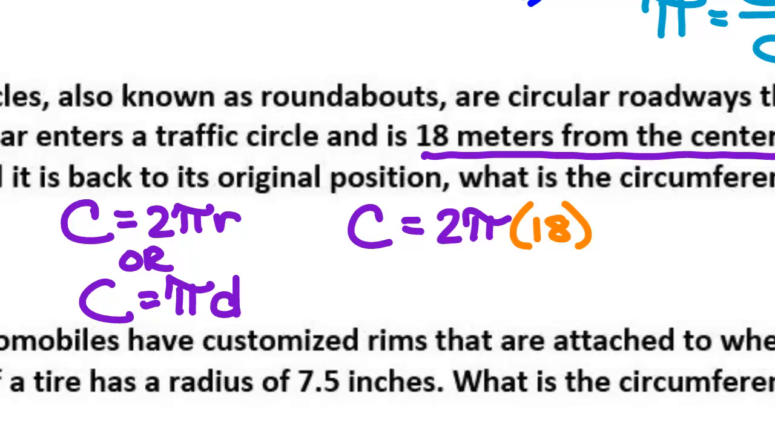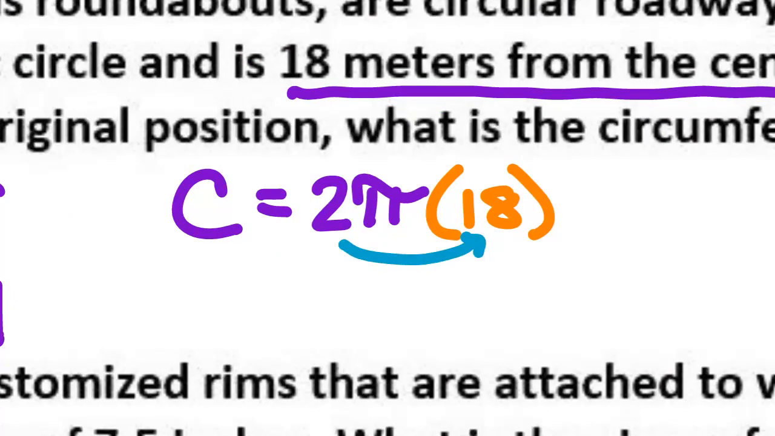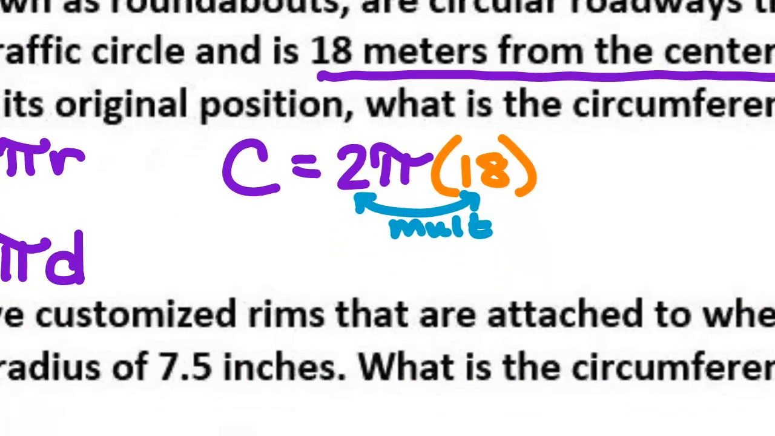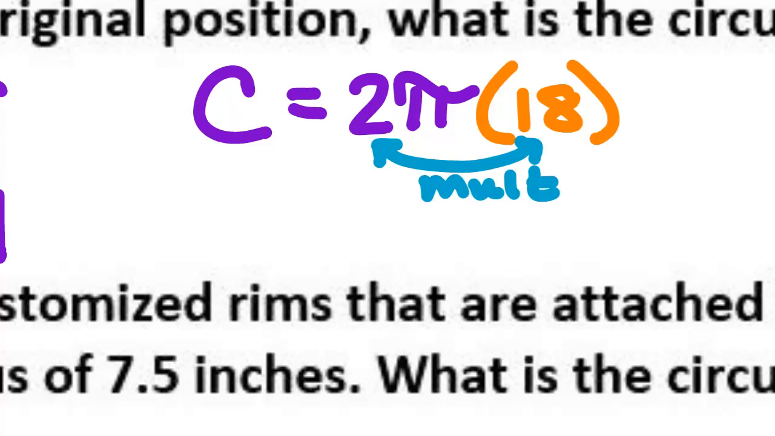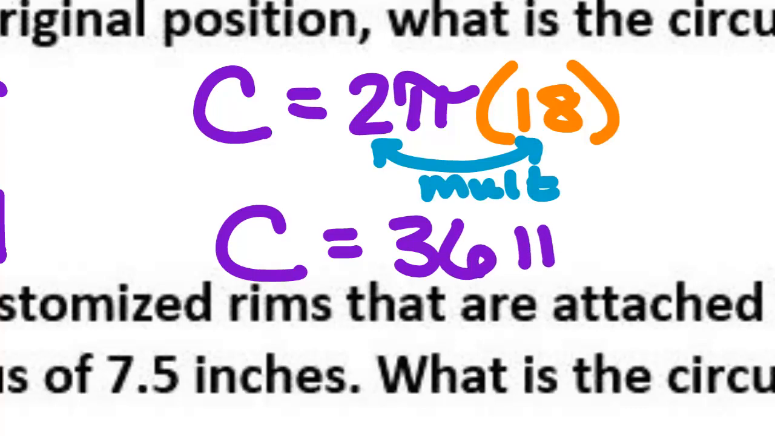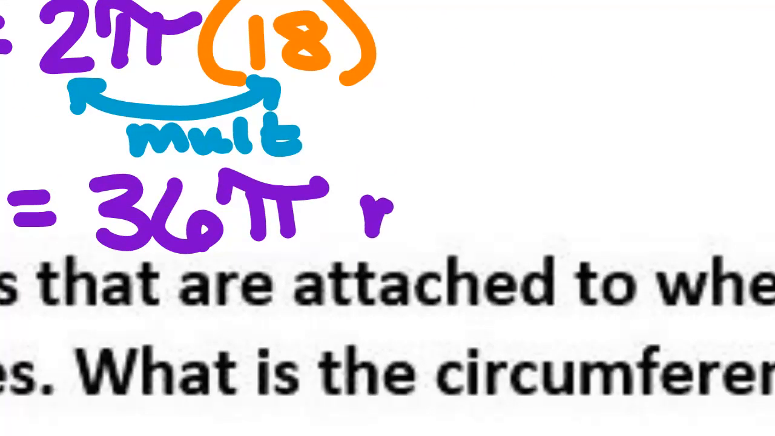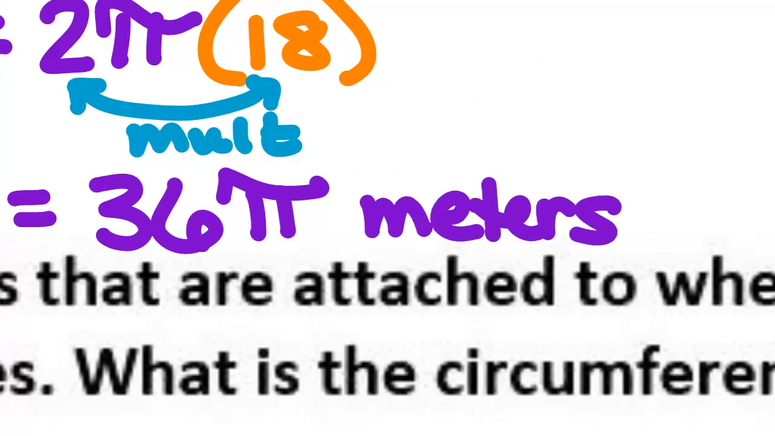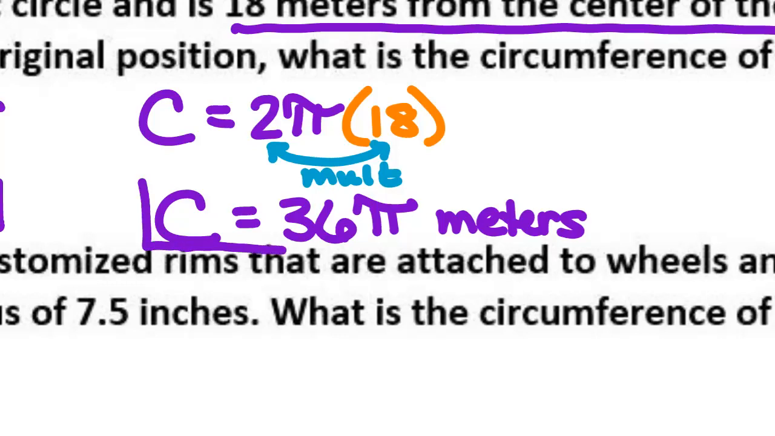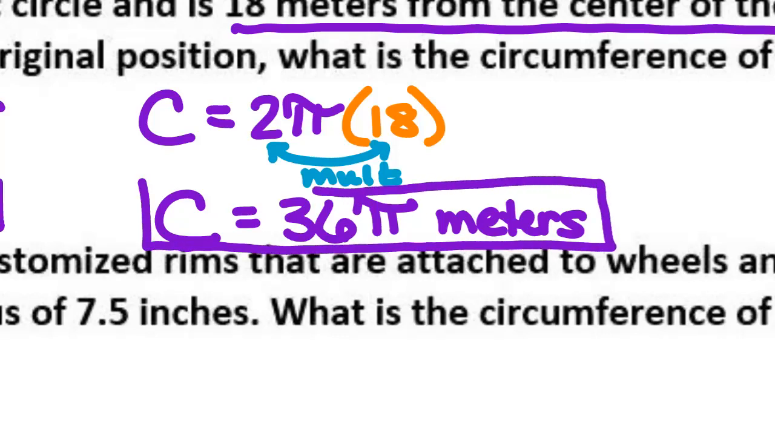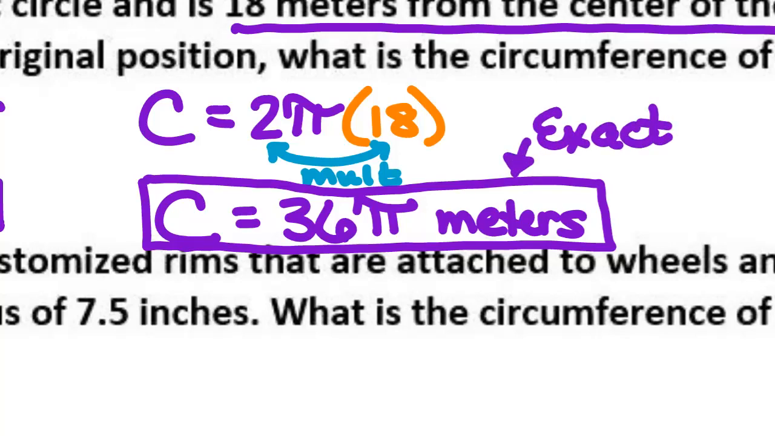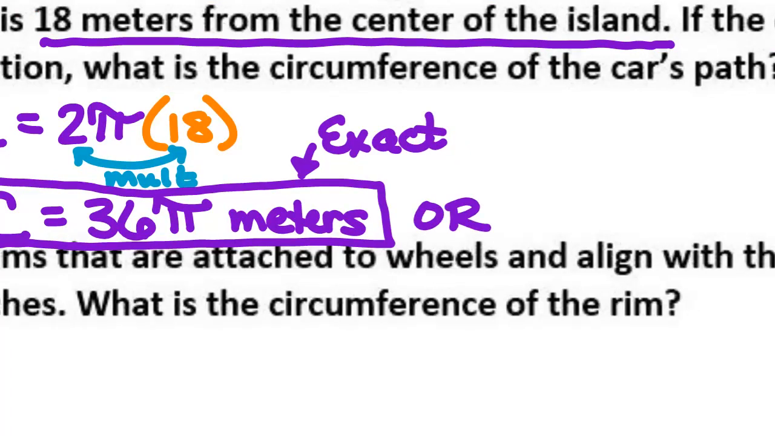If I have 2 pi times 18, the very first thing that I would do is multiply these two numbers together. What is 2 times 18? 36. So our circumference would be equal to 36 pi, and then I would need units with that. That would be meters. So if they ask for an exact answer, this would be my exact answer. Sometimes they want me to give it as a decimal approximation.